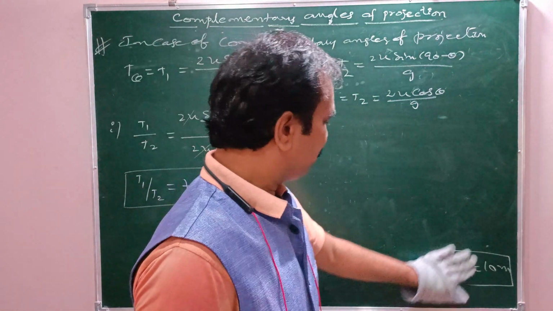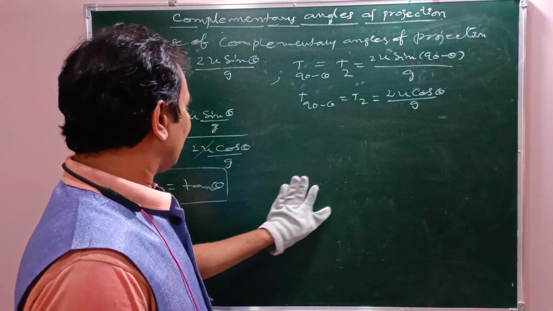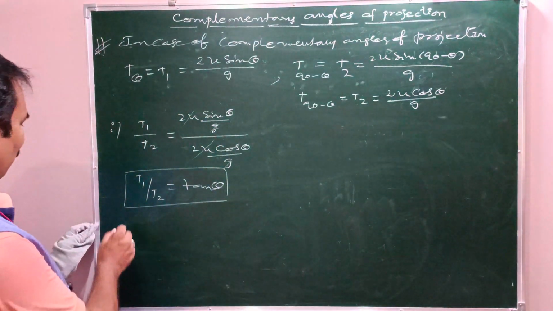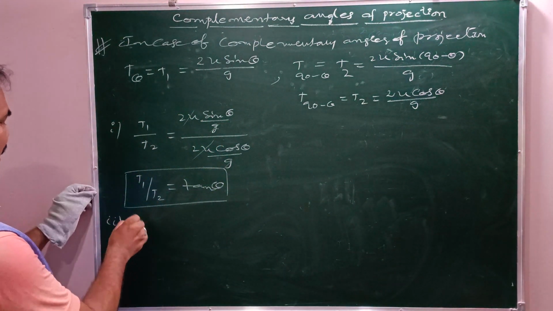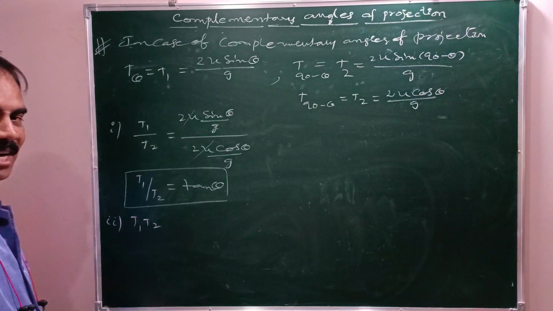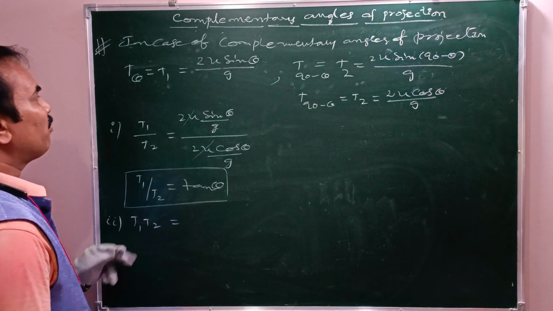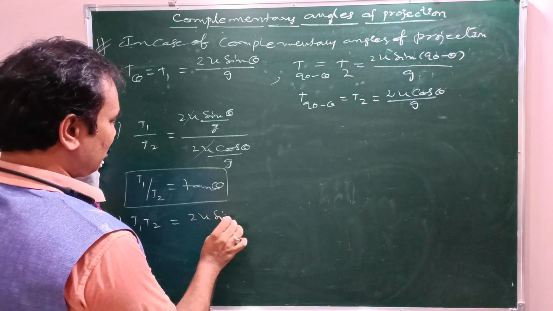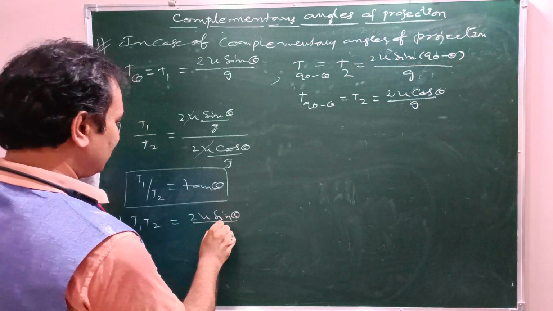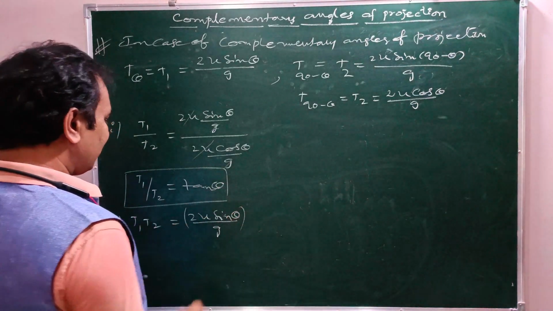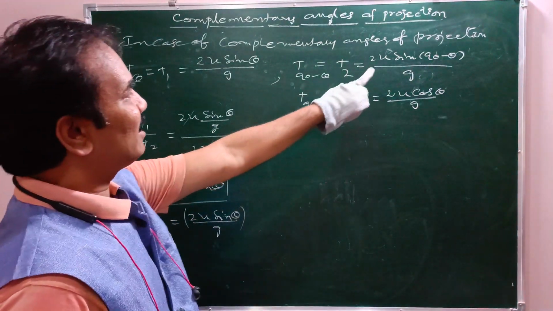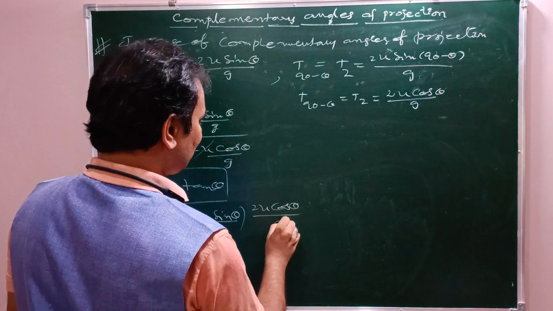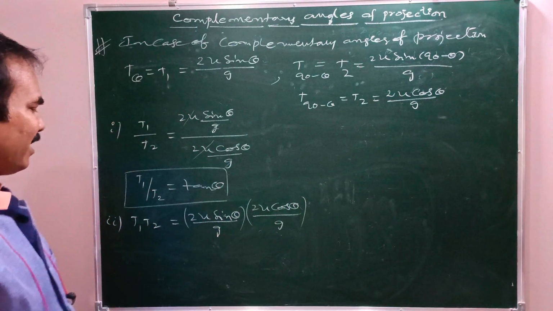Now coming to the next relation, that is product. What will you get on taking the product of t1 and t2 in case of complementary angles of projection? Number 2, product t1 multiplied by t2. Okay. Now t1 means what? 2u sin theta by g into t2. What is t2? t2 means t at 90 minus theta, that is 2u cos theta by g.